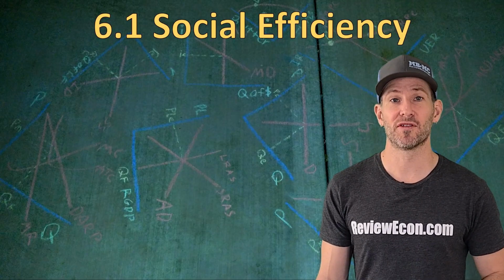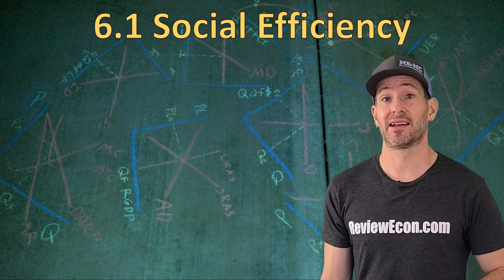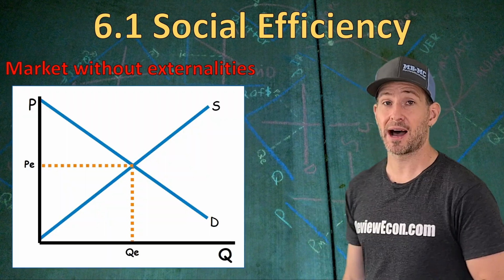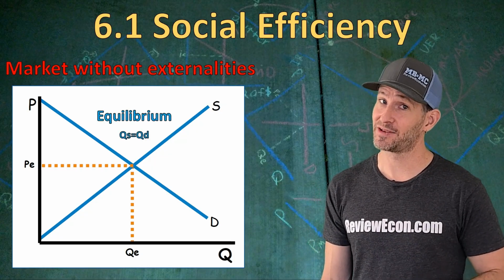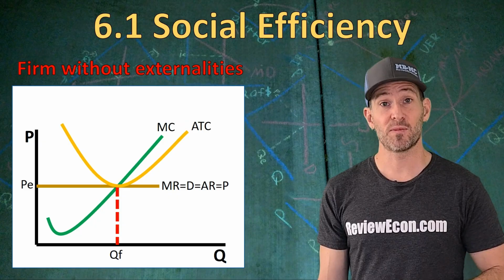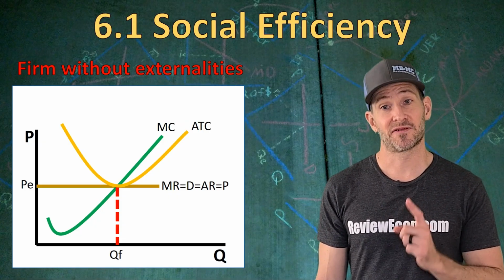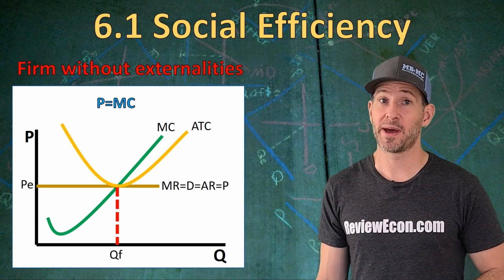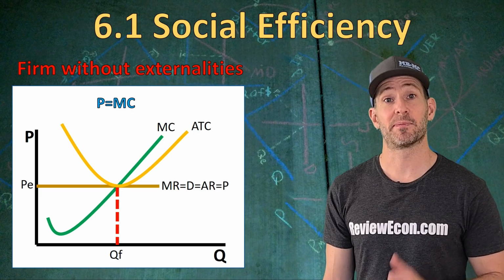We're going to quickly go over some of the places where you will see socially optimal output in graphs you've seen before. So in a market with no externalities, the socially optimal output is equilibrium. That's where quantity supplied equals quantity demanded. For a firm with no externalities, the marginal social cost equals marginal social benefit is found where the price equals the marginal cost.